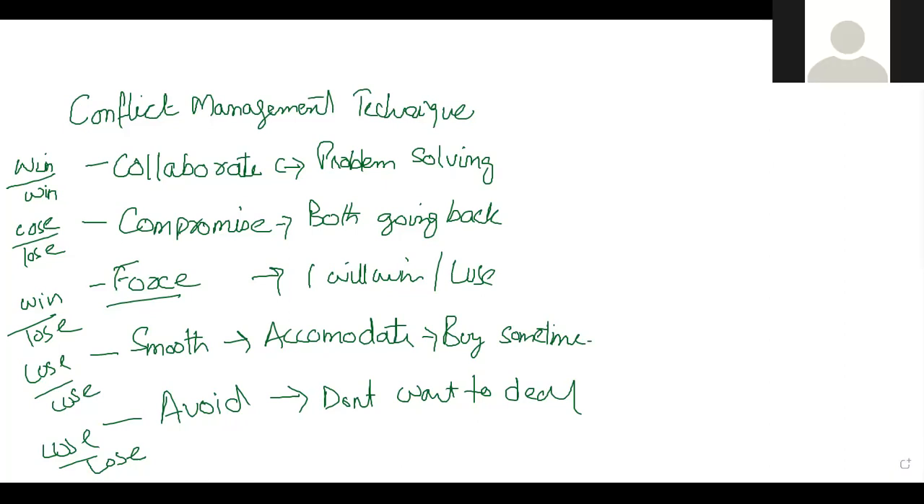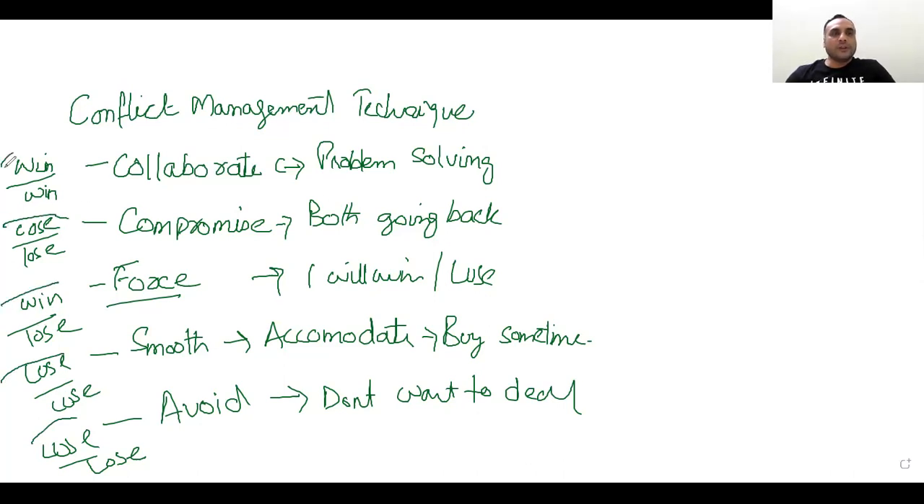The point is, when you say lose-lose, it means the conflict is not resolved. Avoid is also lose-lose, and smooth is also lose-lose. Force, I will win, you will lose. Compromise, both are losing. And collaborate is the best, which provides full resolution.